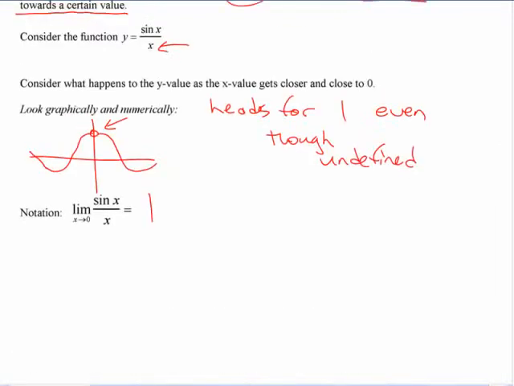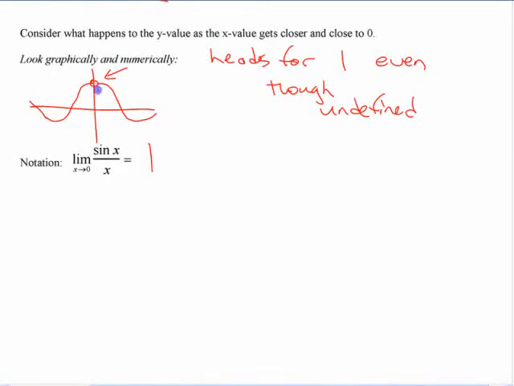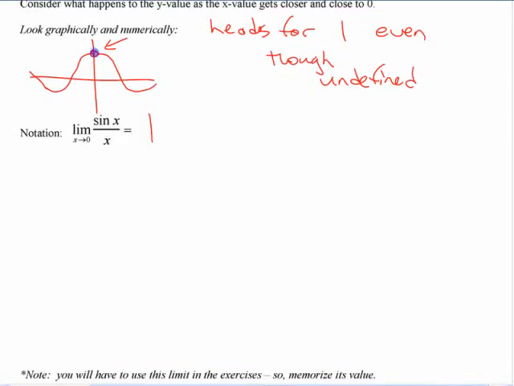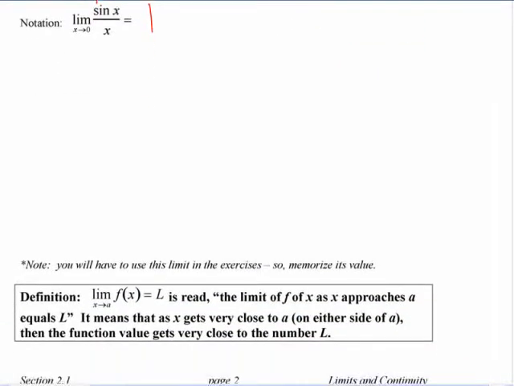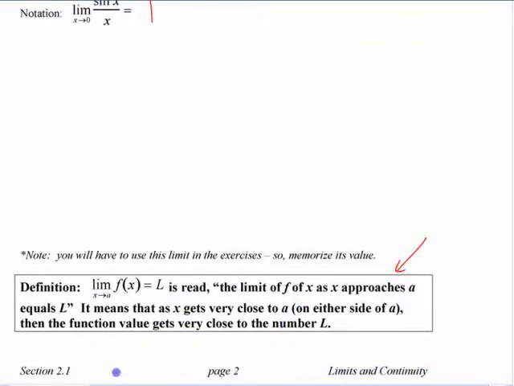Okay, having looked at that sine x over x, seeing that it has a limit of 1, even though it's undefined at that point. The limit is what's happening with the function values as you get close to that. You can read this box for yourself here.